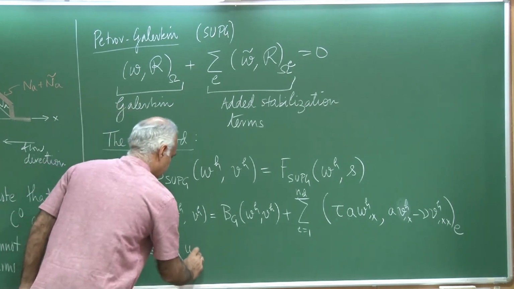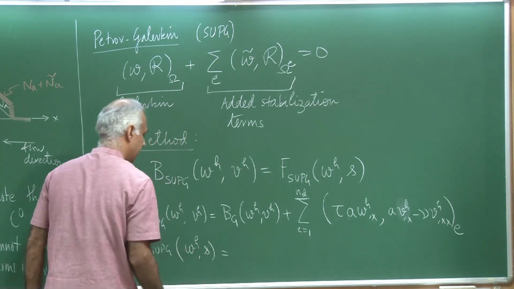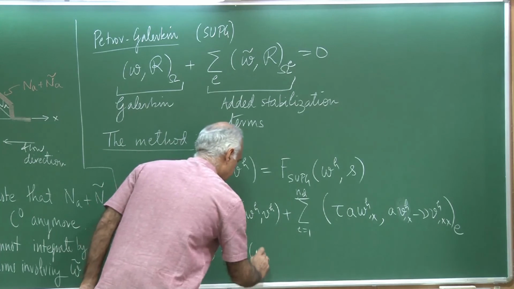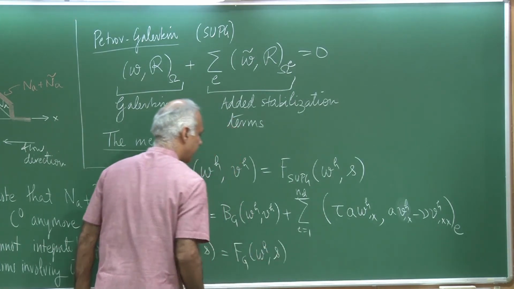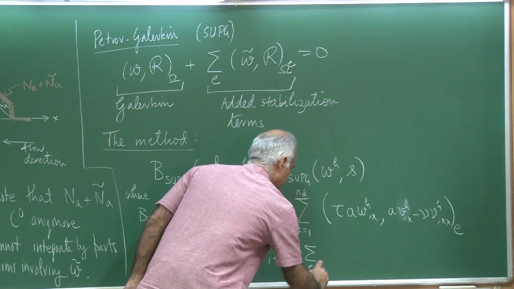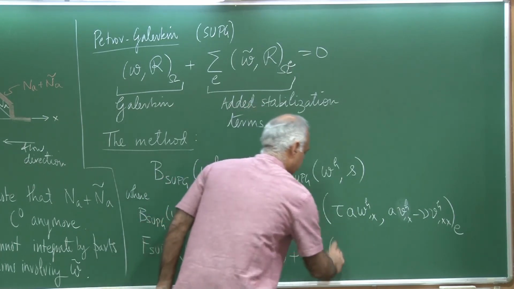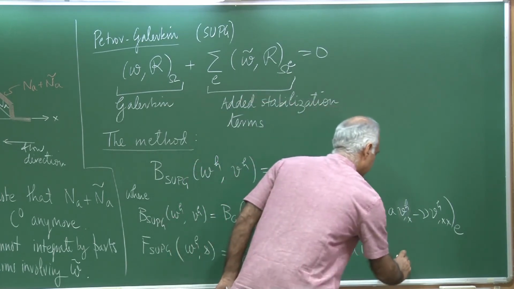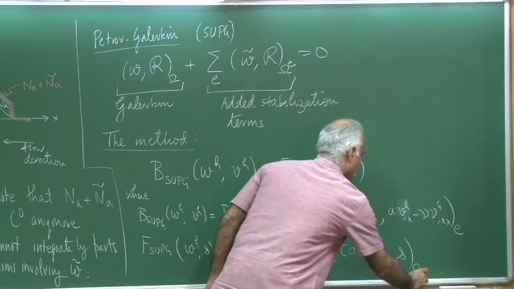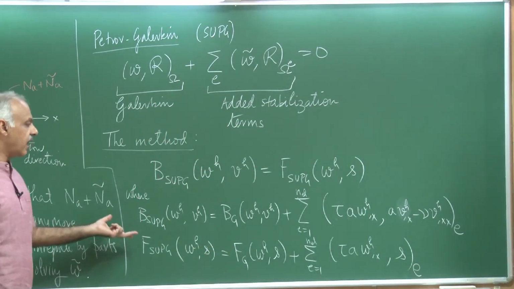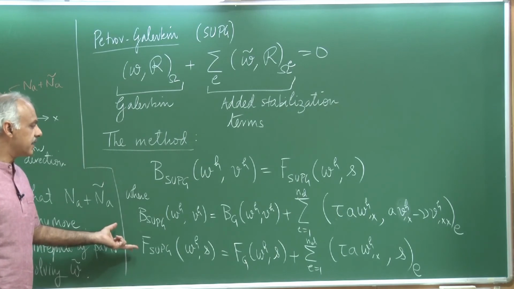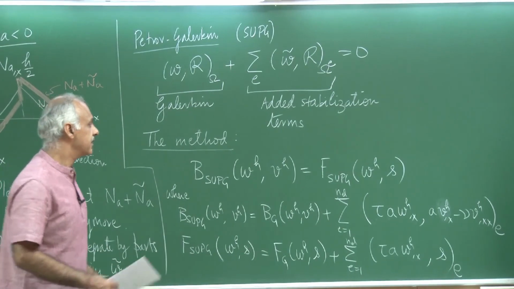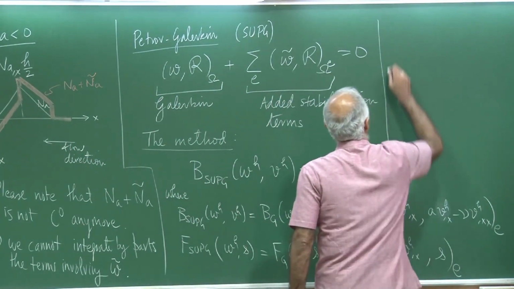So, that is my B SUPG, and my F SUPG of WH times S is going to be given as F G, which we have already seen, WH times S, and then again the element level terms, which are tau A WH comma X times simply S over the element. So, this now is your streamlined upwind Petrov-Galerkin method, and we can actually show that this is a stable method.